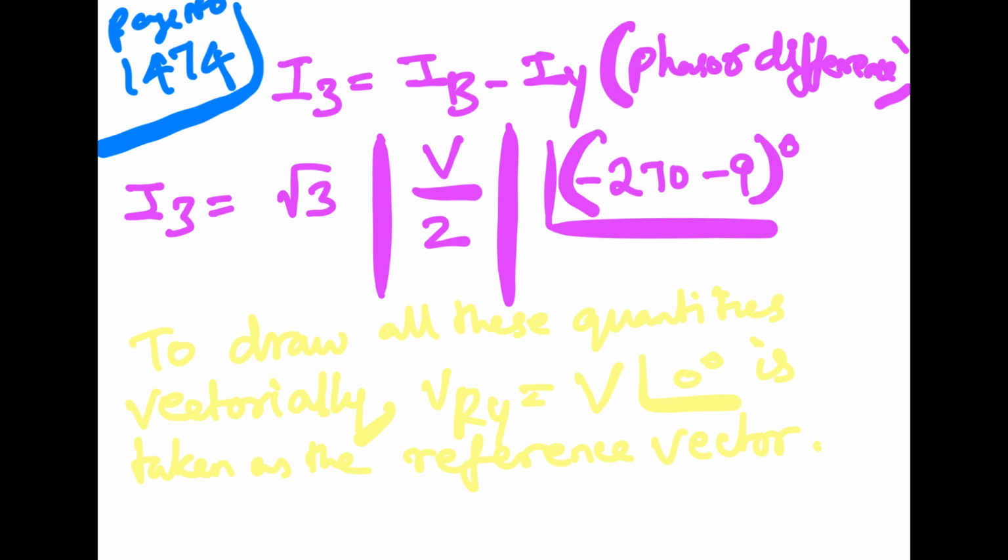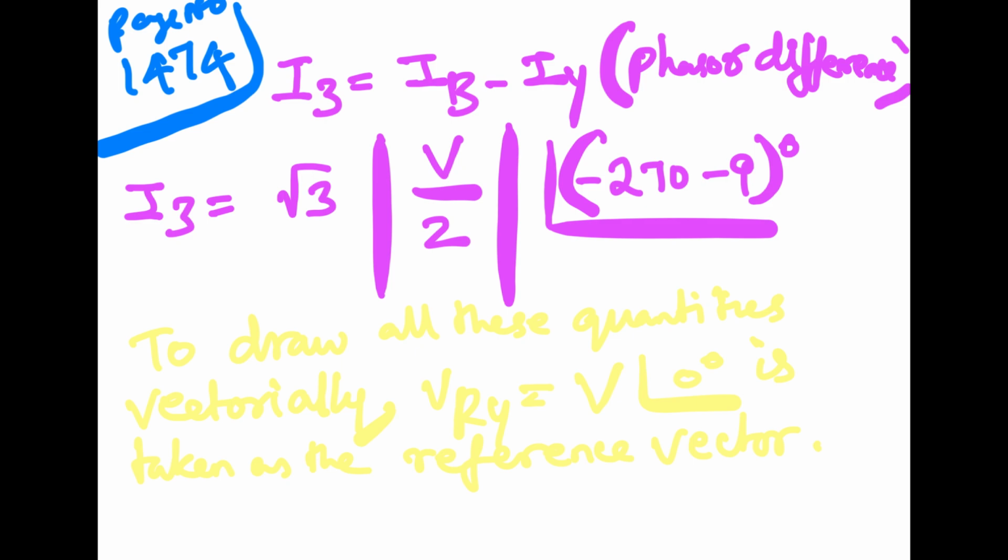Or I3 is IB minus IY phase difference. I3 is root 3 times modulus of V divided by Z angle of minus 270 minus phi. That is the important formula for I1, I2, I3 line current calculations. To draw all these quantities vectorially, VRY equal to V angle of 0 degrees is taken as the reference vector. That is an important point for calculations. VRY is taken as the reference vector.